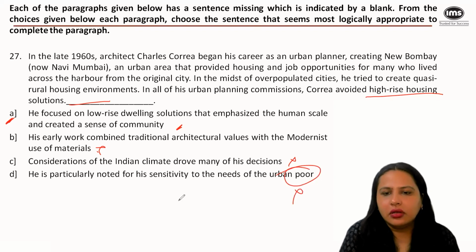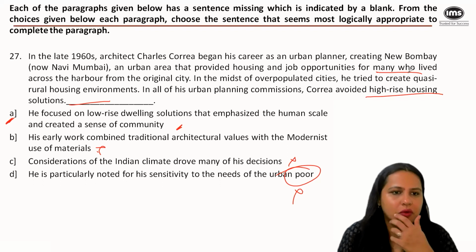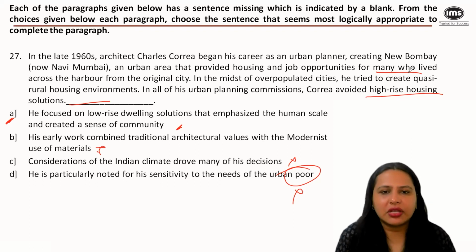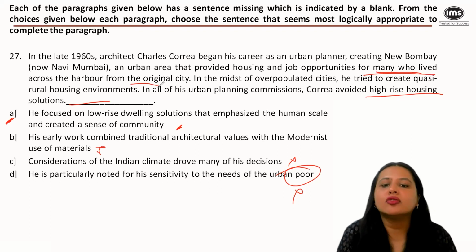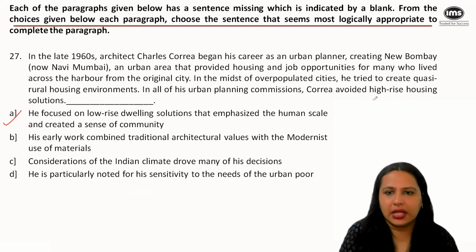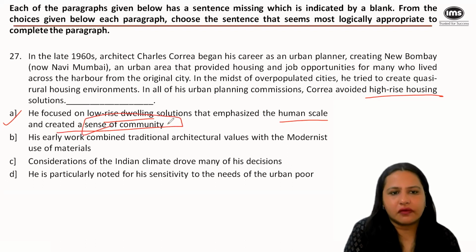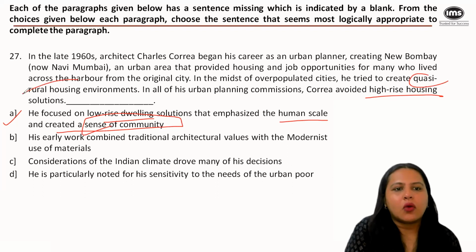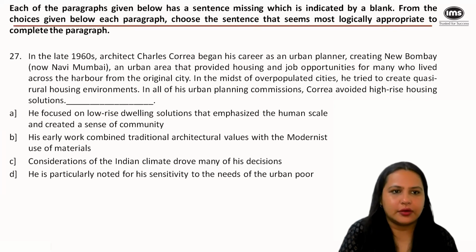Now, nowhere does the paragraph mention that he wanted to create a half village, half urban kind of situation for many who lived across the harbor, but I don't know whether those people are urban poor or not. So we can safely go with option A, that he avoided high rise and focused on low-rise dwelling solutions that emphasize the human scale and create a sense of community. This hint can be taken from quasi-rural housing environment. So the correct answer is option A.